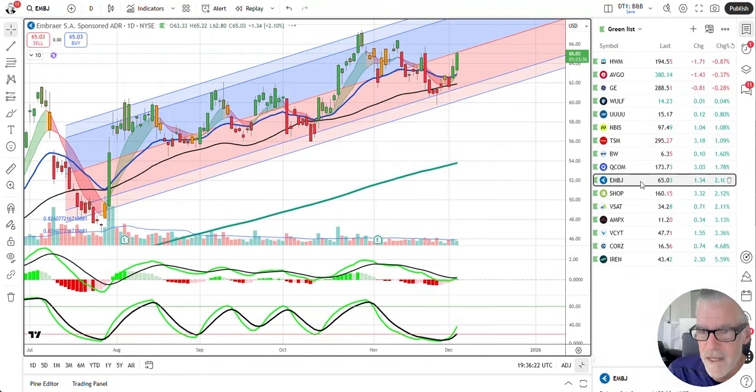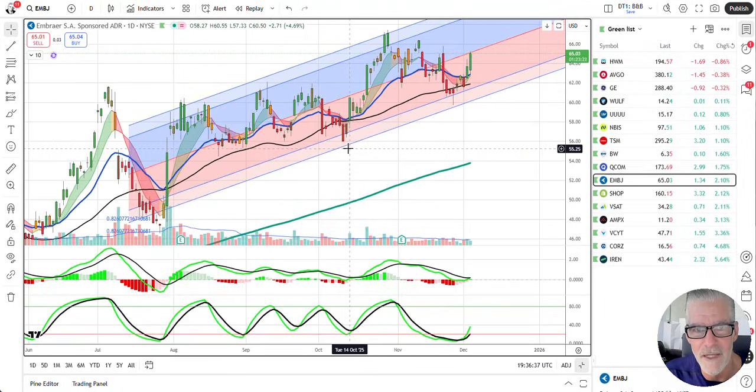Really like it. So EMBJ, Brazilian plane maker, horrible fundamentals five, six years ago, new CEO, great fundamentals now. It's an IBD leaderboard stock. It's in the top 50, and I like the chart. I really like this chart.